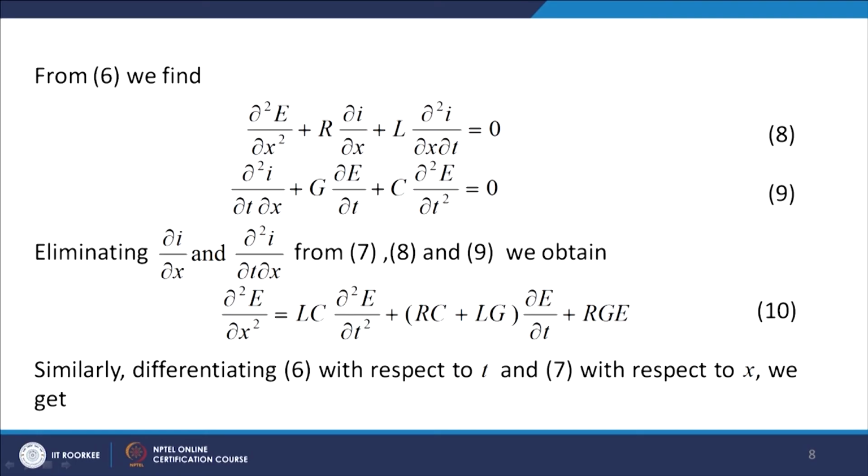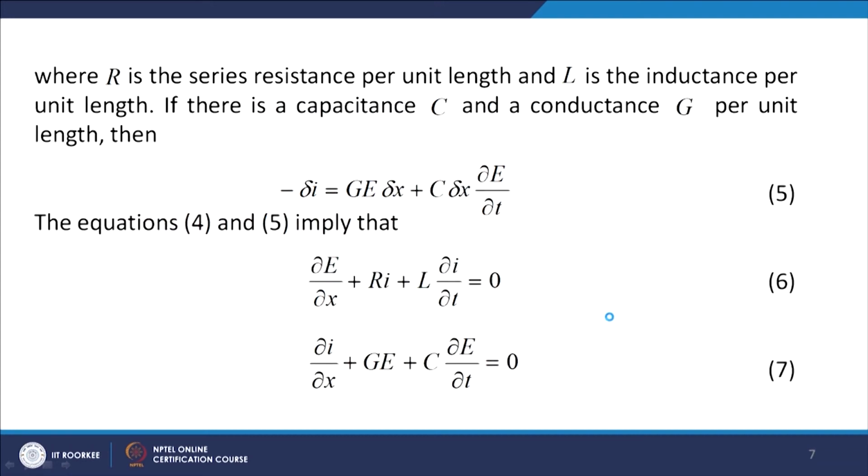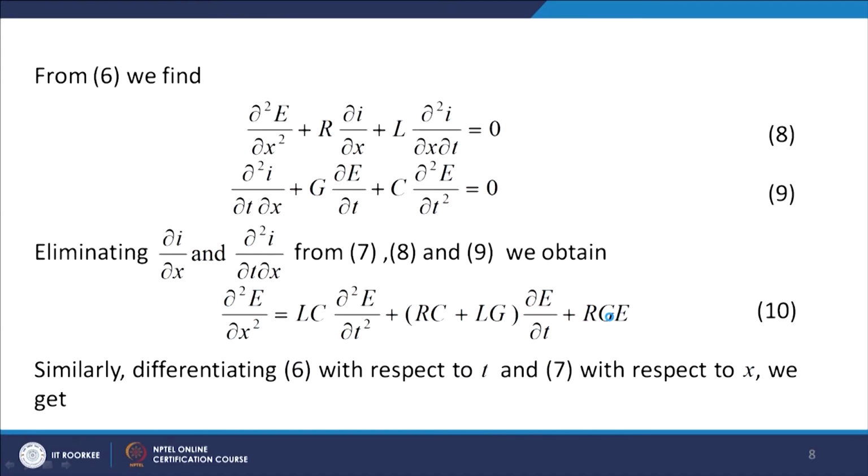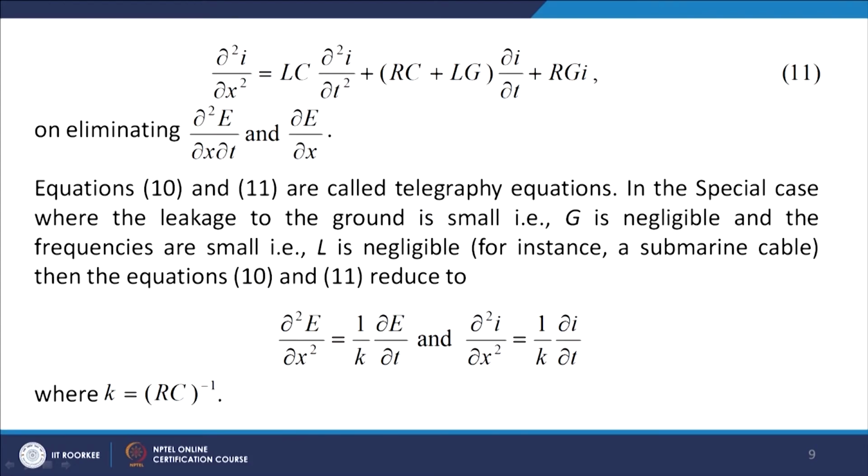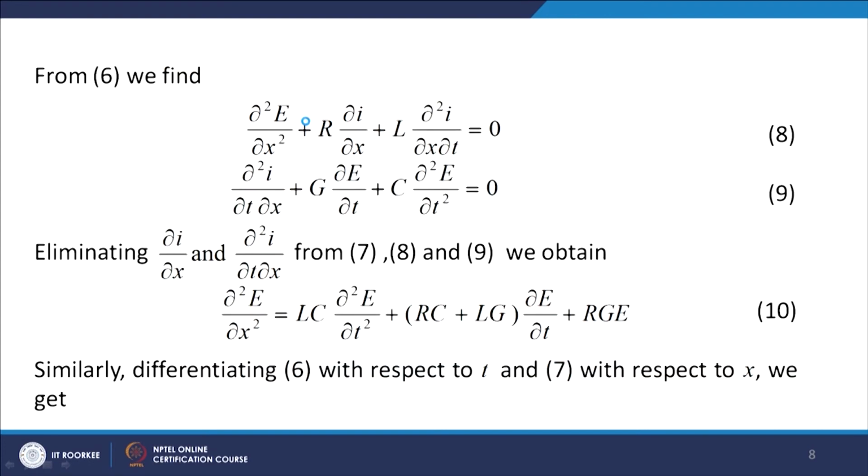Similarly, you can differentiate 6 with respect to t. When we differentiate 6 with respect to t and 7 with respect to x, we have this equation: delta square I over delta x square equal to L C delta square I by delta t square plus R C plus L G delta I by delta t plus R G I. When we eliminate the delta square E over delta x delta t and delta E over delta x, the procedure is exactly the same as we have done in this case.